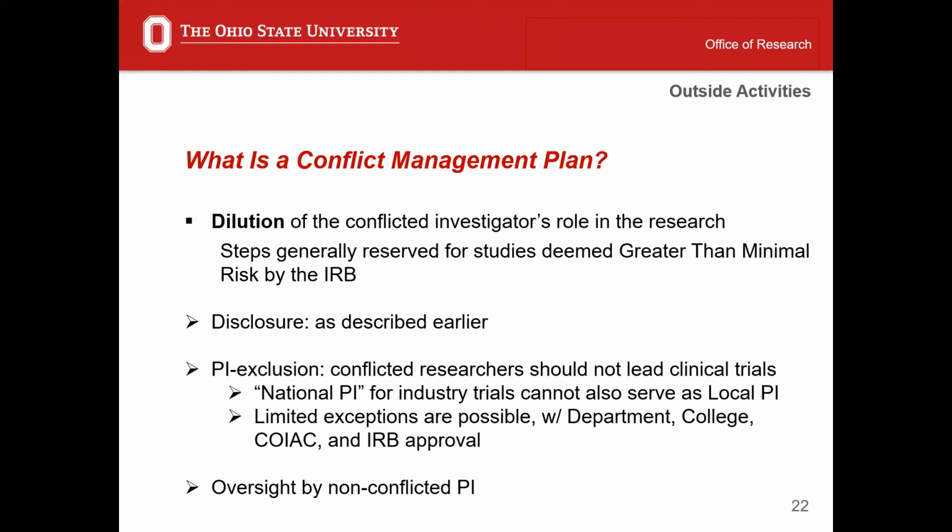Another example to highlight here is if you're serving as national PI for an industry trial, you cannot simultaneously serve as the local site PI. And there are limited exceptions to this presumption. You would just need to obtain approvals from your unit, from the CUI committee, and from the IRB. But usually someone with a conflict in this situation would be a co-investigator on the study, and the study would be overseen by a non-conflicted PI.